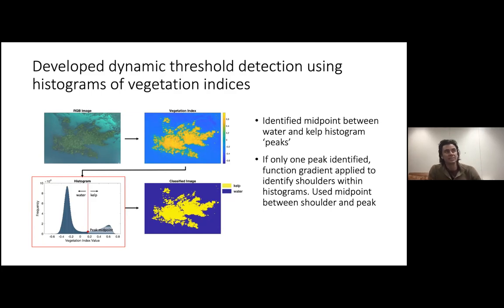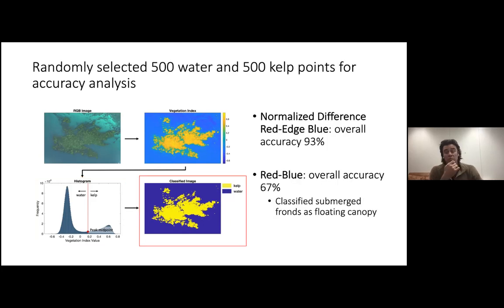Now, in certain instances, the image would be dominated by water, in which case we'd only see one peak, and then we used a function gradient to identify shoulders within the histogram and used the midpoint between the shoulder and the peak for that. And we found that this worked very well with our multispectral index, the normalized difference red edge blue. We had an overall accuracy of 93%, again, randomly selecting 500 water and 500 kelp points from a variety of images.